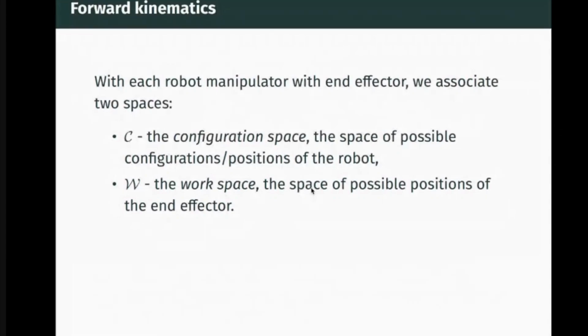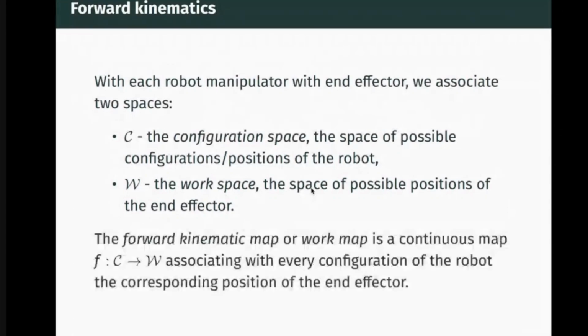And then we have, together with these spaces, a map which is called the forward kinematic map. This is forward kinematics, or simply called work map by others, which is a continuous map going from this configuration space to the workspace. So with every configuration, we associate the position that the end effector has in its workspace when the robot is in this configuration in the configuration space. So this is something that is really studied there. A very simple thing. Here's an example. So here, this is a robot arm with these 2 bars here, and with a joint here.